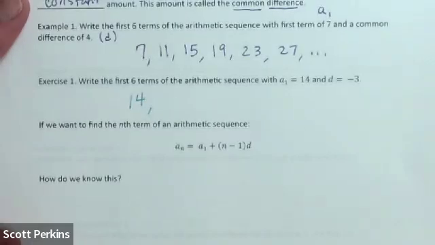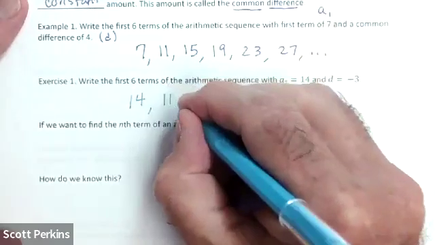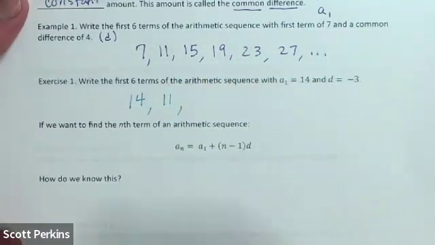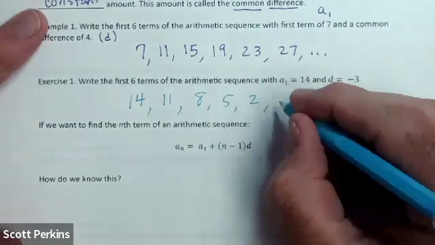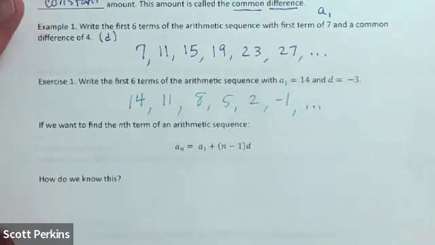So when I add -3 to 14, what's term 2? 11. Then what's term 3 going to be? Great, you're doing excellent. Term 4, 5, term 5, 2, and then term 6, -1. And again, you could keep going and going, but we were just asked here for the first 6 terms. Okay, so I don't think that is the most difficult thing we've done this semester, highlighting the terms of the sequence.